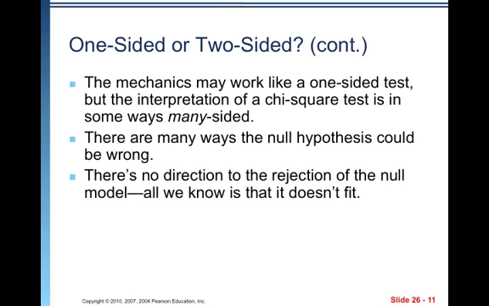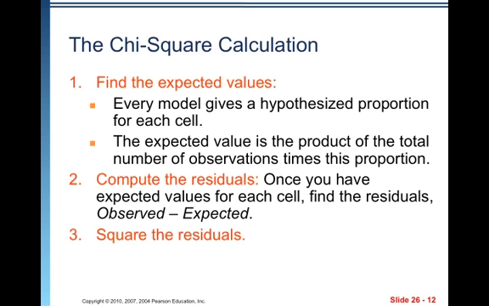The mechanics may work like a one-sided test, and we do consider it a one-sided test, but the interpretation is really, in many ways, many-sided because there's a whole lot of ways a distribution can not fit a theoretical distribution, a proposed distribution. So there's many ways the null hypothesis can be wrong. There's no direction in the rejection of the null model. All we're going to know is that it doesn't fit.